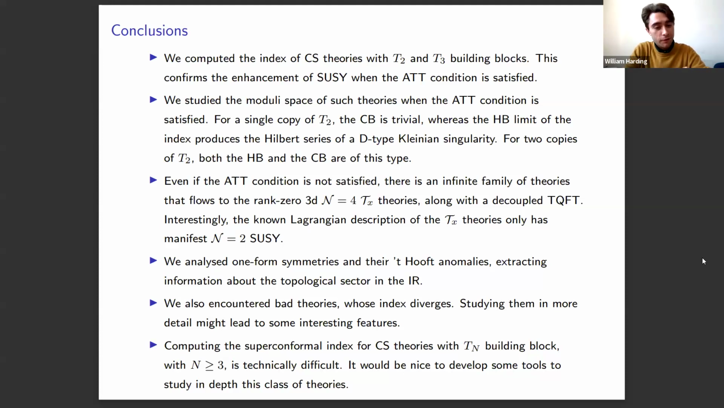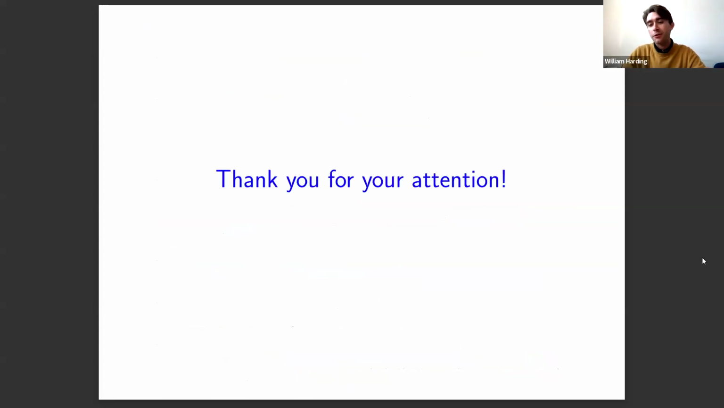And, well, you might also recall that we also encountered bad theories whose index diverges, and studying them in more detail might lead to some interesting features. And finally, as I mentioned, computing the superconformal index for Chern-Simons theories with T_n building blocks with n bigger than or equal to 3 is technically difficult. So it would be nice to develop some tools to study in depth this class of theories in the future. Okay, thank you for the attention.